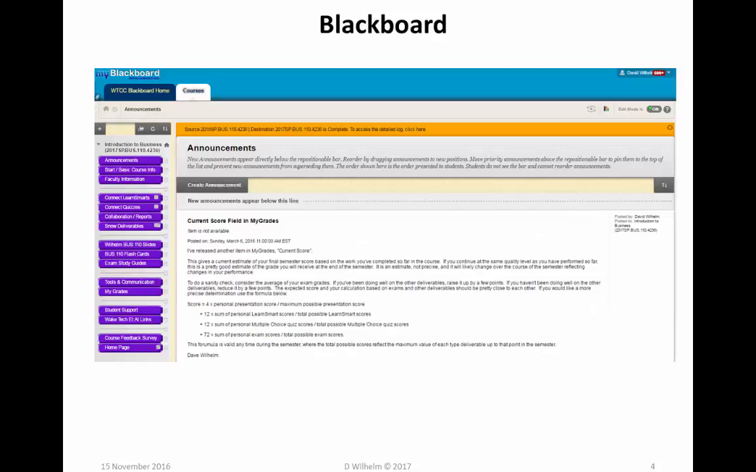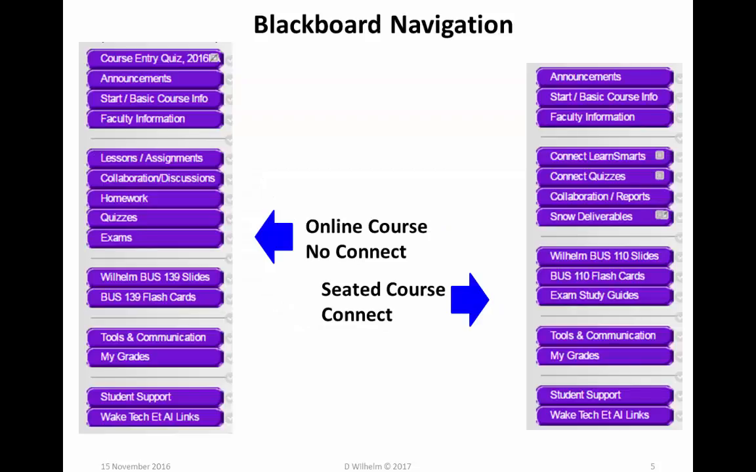Blackboard is the primary course management system for curriculum education courses at Wake Tech. Entry to the course is to the announcement section. The course navigation stack consists of the purple boxes on the left side of the monitor. The course navigation stack on the left is for an online course. You can note the course entry quiz button at the top and the collaboration discussion button a bit lower down for the discussion board forums.